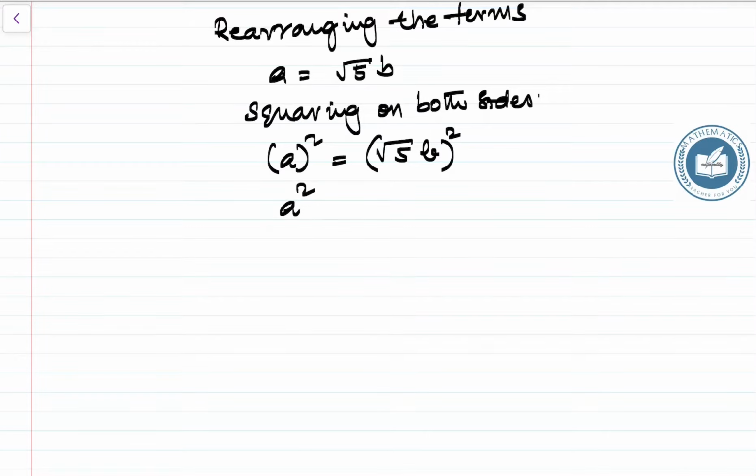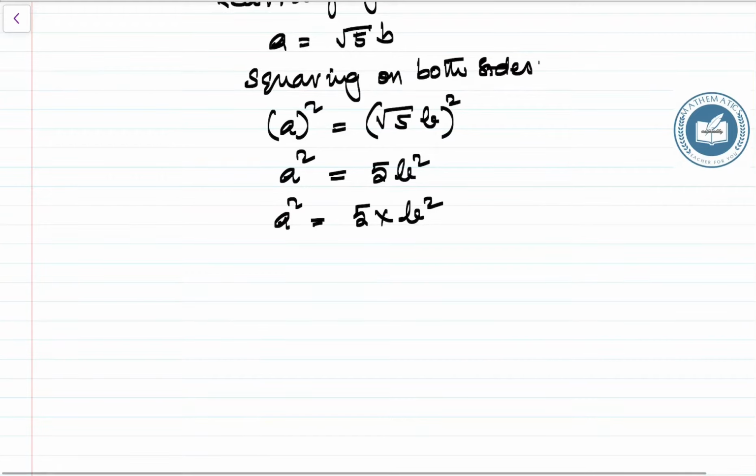Now this one can be written as a square equal to 5b square, since root 5 whole square means 5. So now we can understand that a square is the product of 5 and b square. It is any number that can be expressed as 5 into something, so that number is divisible by 5.